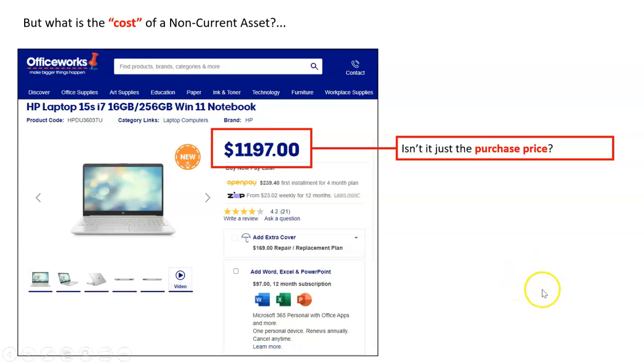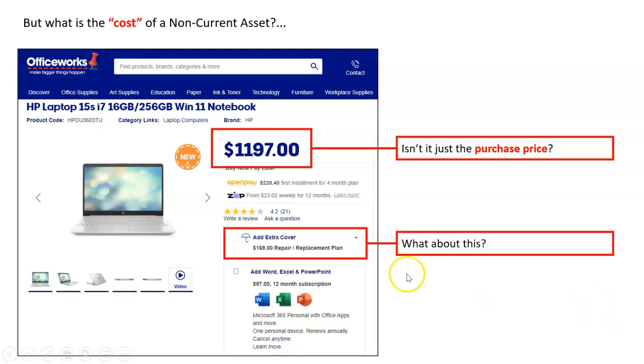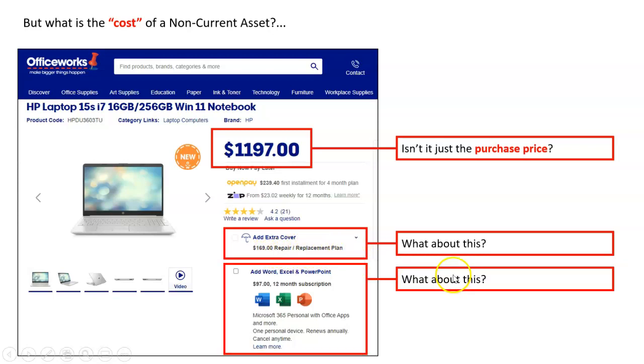However, what about some other things that you can either get with it or might come with it without even being a choice? So, for example, we've got this one. You can pay $169 for a repair or replacement plan. And what about this? Well, to use your laptop, you're probably going to need Microsoft Word, Excel, and PowerPoint. And for $97, you can get a 12-month subscription. Are they part of the cost of it? And what about this one?